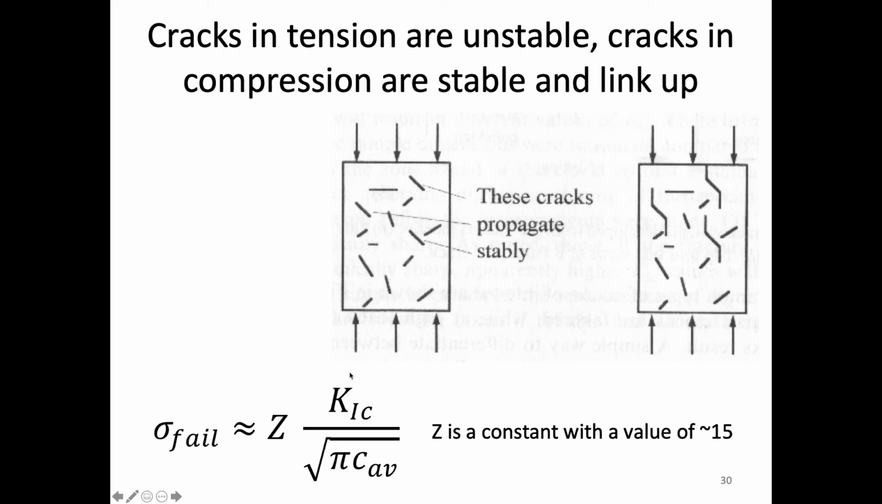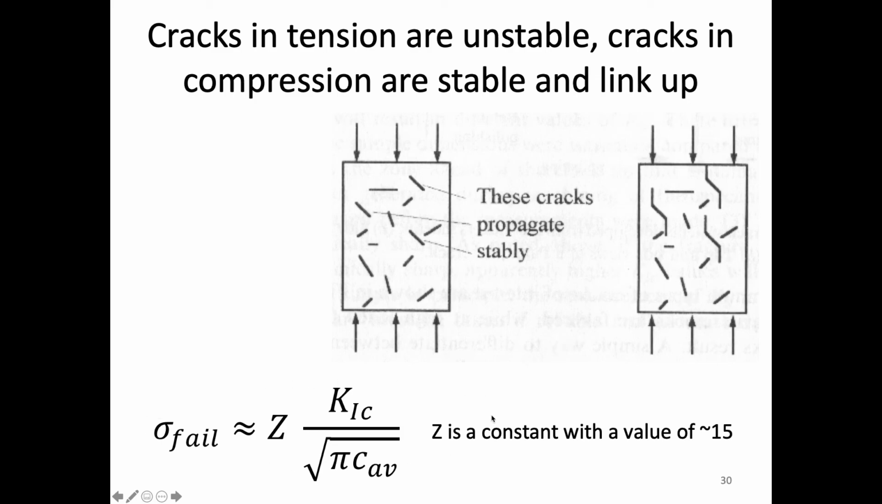And so the failure stress for a material in compression is not dependent on the smallest or the largest crack size. It's instead dependent on the average size. So it's less affected by that material. And that's why we have failure strengths that are higher in compression. So it's much safer to use them as well because of the stable link up that we see here.